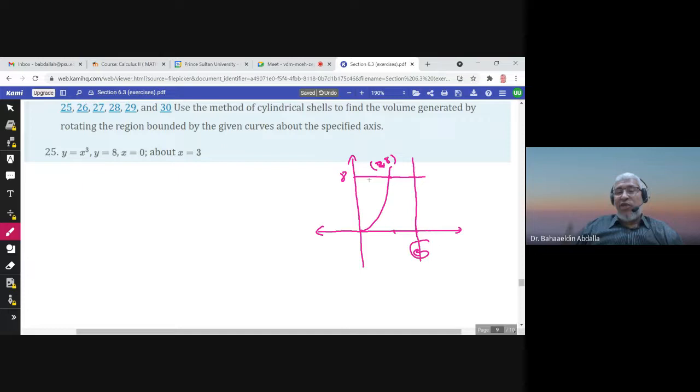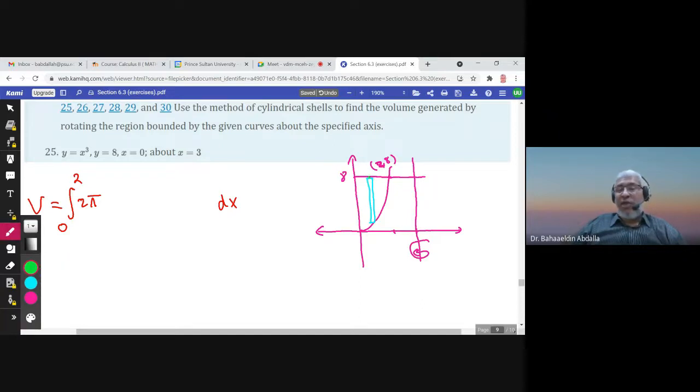Using cylindrical shells, we take a vertical rectangle because it should be parallel to the axis of rotation. So what would be the volume? Delta x is the width, so the rectangle is with respect to x, x from 0 to 2. 2 pi times the width times the radius of the cylindrical shell. Imagine this cylindrical shell rotating about this line. The distance from here to here is the radius.